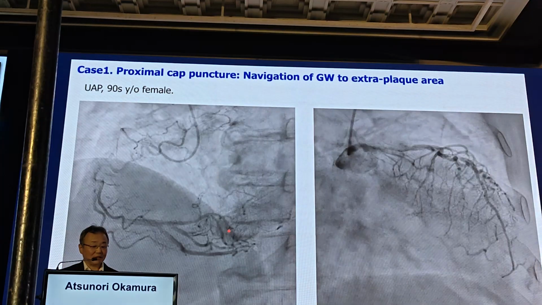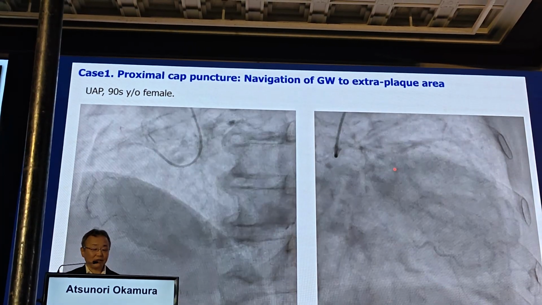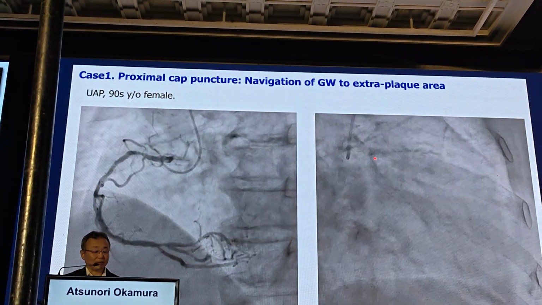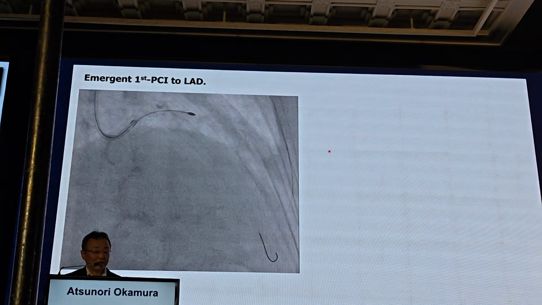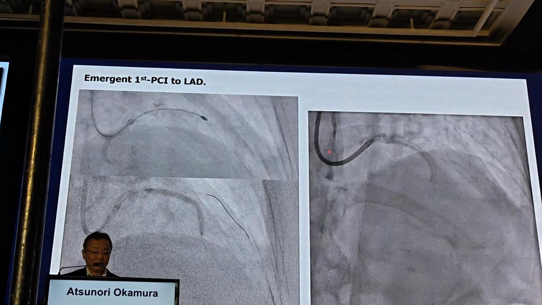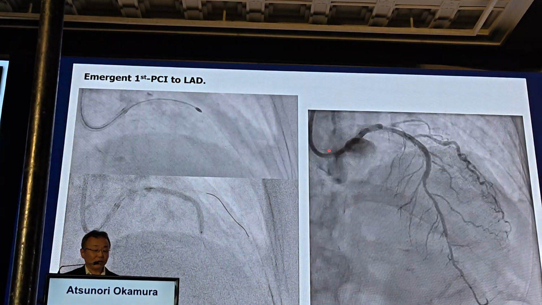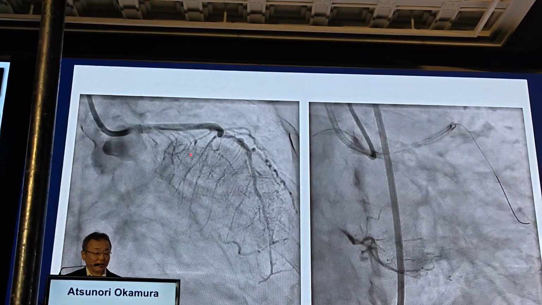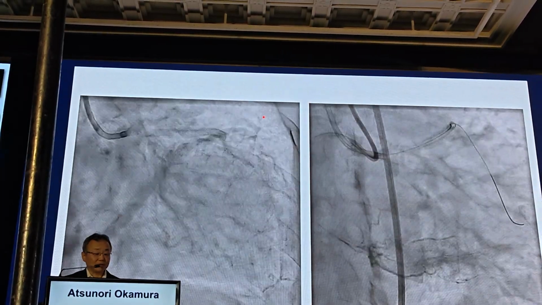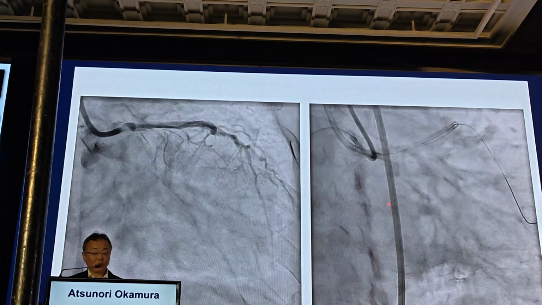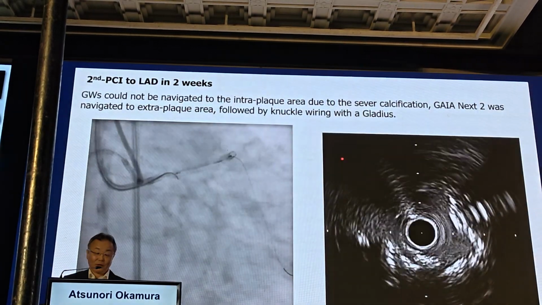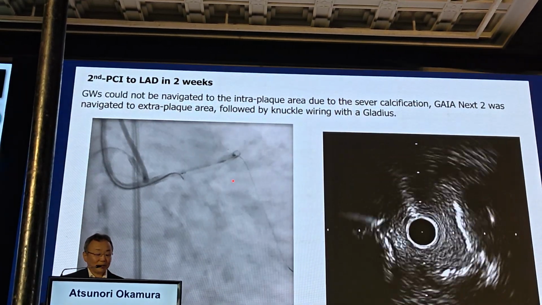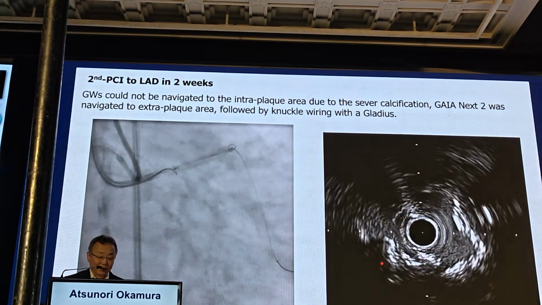This is the case. LCX CTO. It was already the unstable angina culprit, and I treated it already and put the stent. Then this is the UA, unstable angina. In 2 weeks, I did intervention for the LCX. They are very small collateral channels. So I tried to navigate the guide wire tip to here.